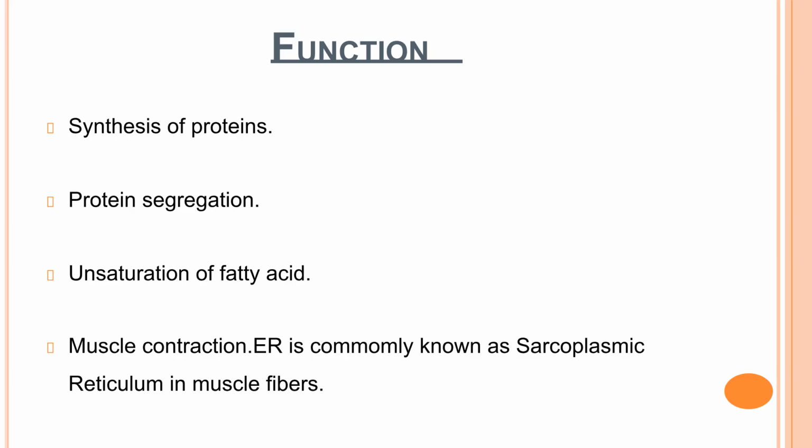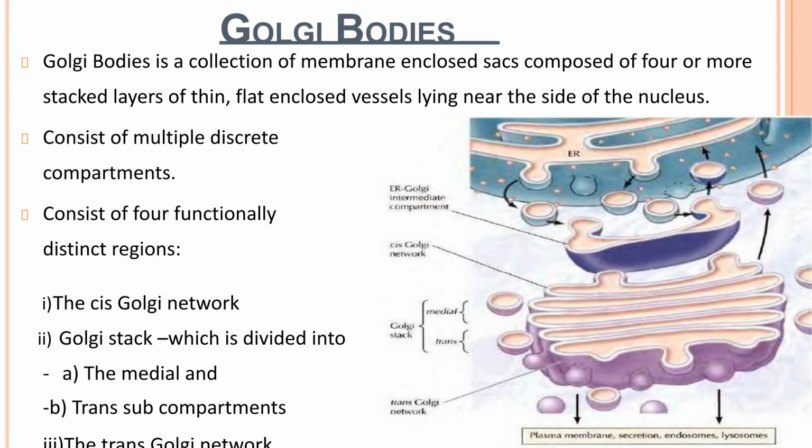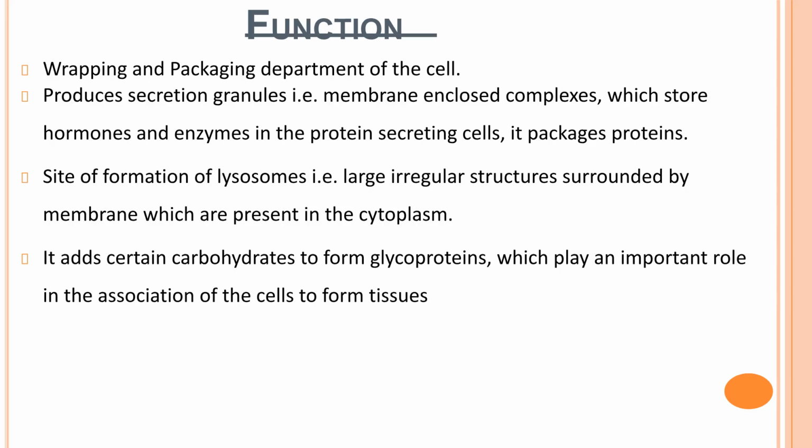They consist of 4 functionally distinct regions: the cis-Golgi network, the Golgi stack, and the trans-Golgi network. The Golgi is the cell's wrapping and packaging department. It produces secretion granules, packages proteins, and is the site of lysosome formation. It also adds carbohydrates to form glycoproteins.